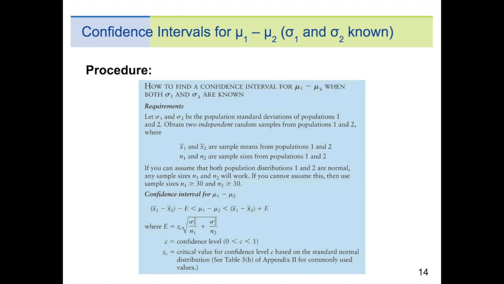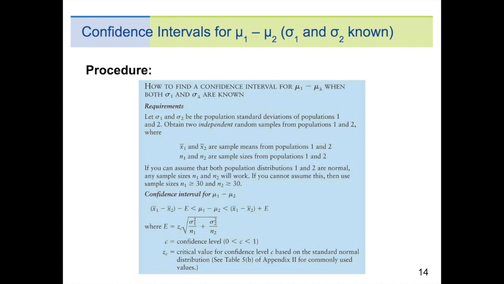So the confidence interval for μ₁ minus μ₂ is x̄₁ minus x̄₂ minus E is less than μ₁ minus μ₂ is less than x̄₁ minus x̄₂ plus E. So same thing we've been dealing with, but instead of just x̄, we need to find the difference between the two. But it's the same type of interval.